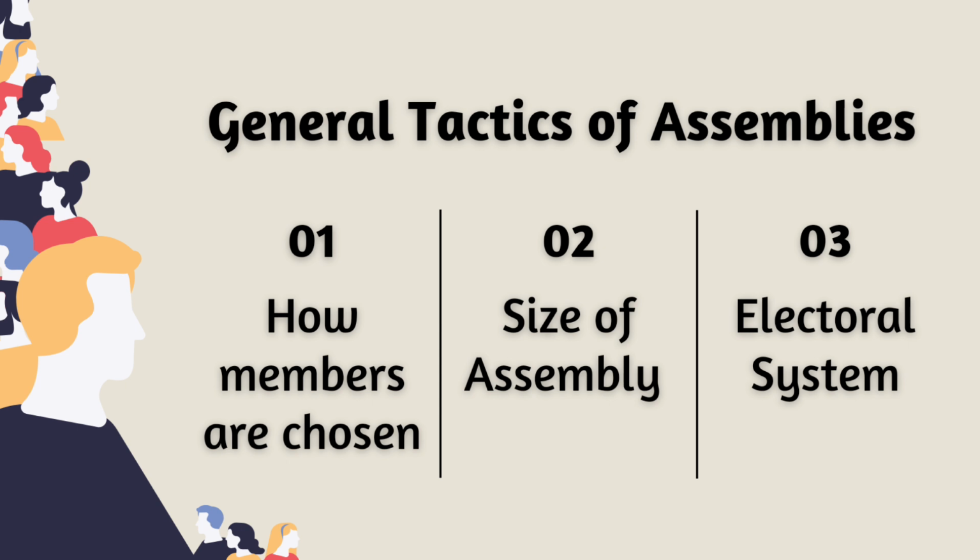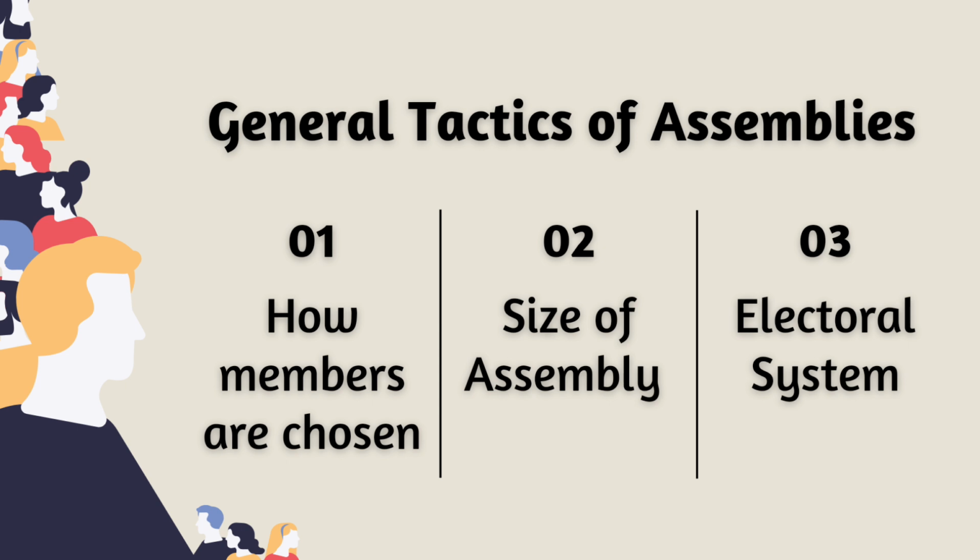For the size of assembly, smaller countries have smaller assemblies. For example, Nauru, an island nation, has only 18 members, each representing about 500 people. Larger countries like China have huge assemblies. Its National People's Congress has almost 3,000 members, with one representative for every 465,000 people.